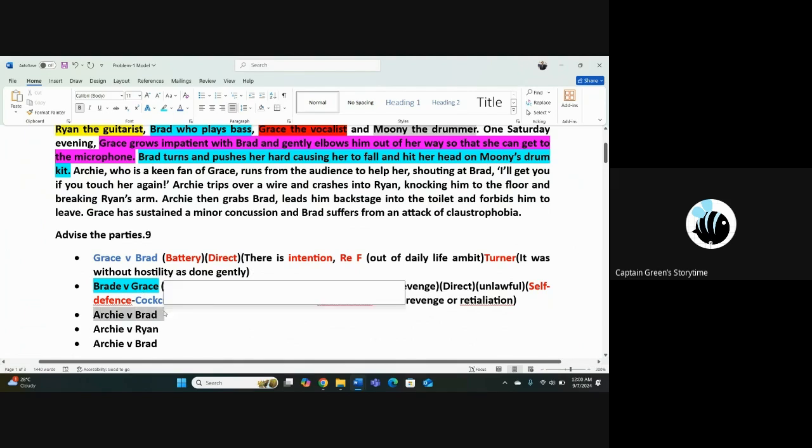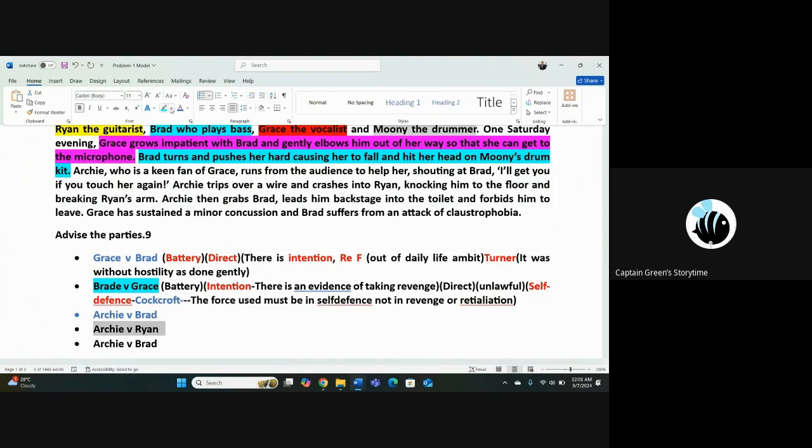Note this again. Okay. Moving on, Aki trips over a wire and crashes into Ryan, knocking him to the floor and breaking Ryan's arm. Again, the next relation is between Aki and Ryan. Aki then grabs Brad, leading him backstage into the toilet and forbids him to leave. Brad has sustained a minor concussion and Brad has suffered an attack of claustrophobia. This is the last relation with us.